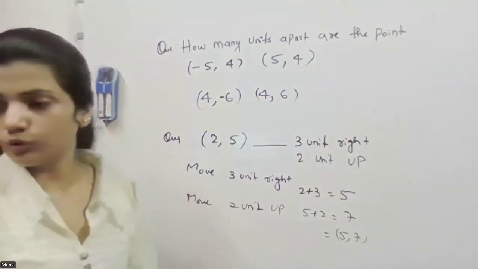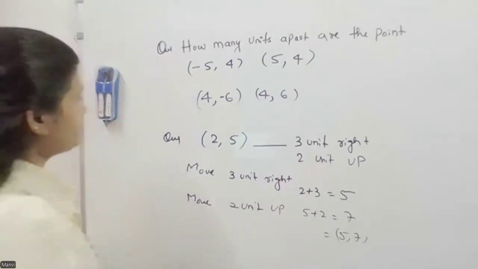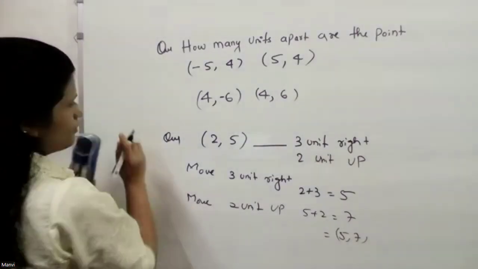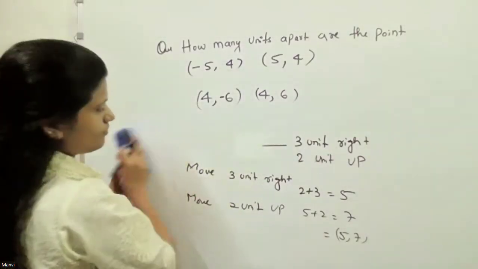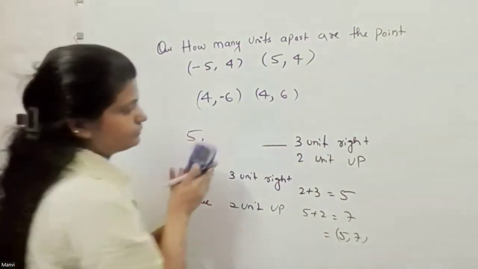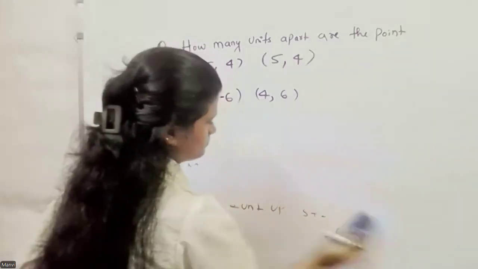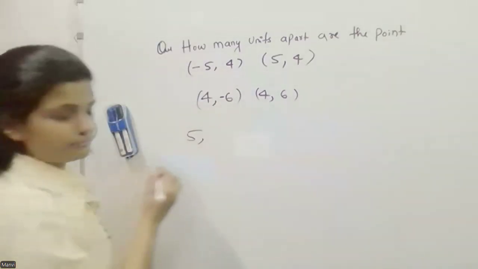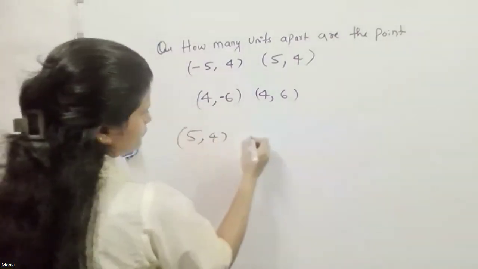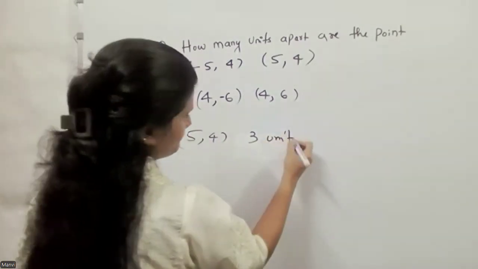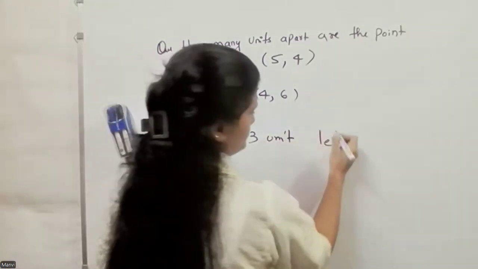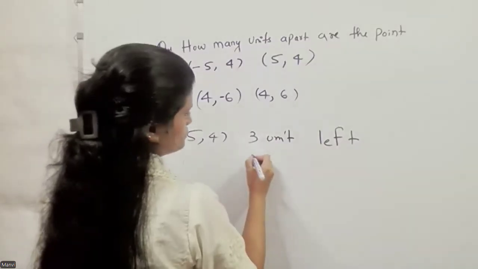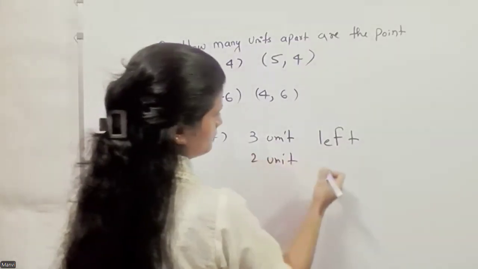Okay? One more question. A point which is 5 comma 4, it moved 3 units left and then 2 units down.